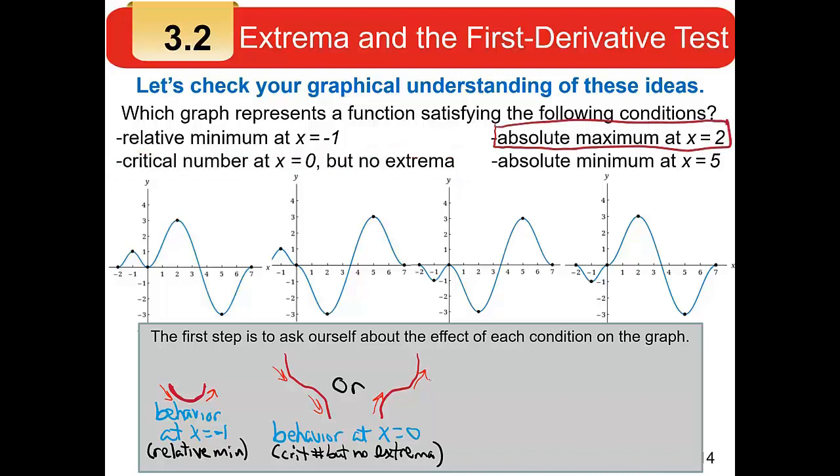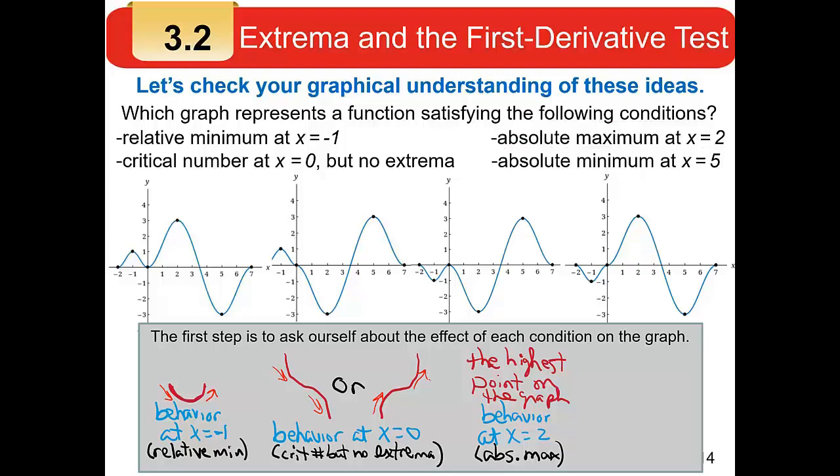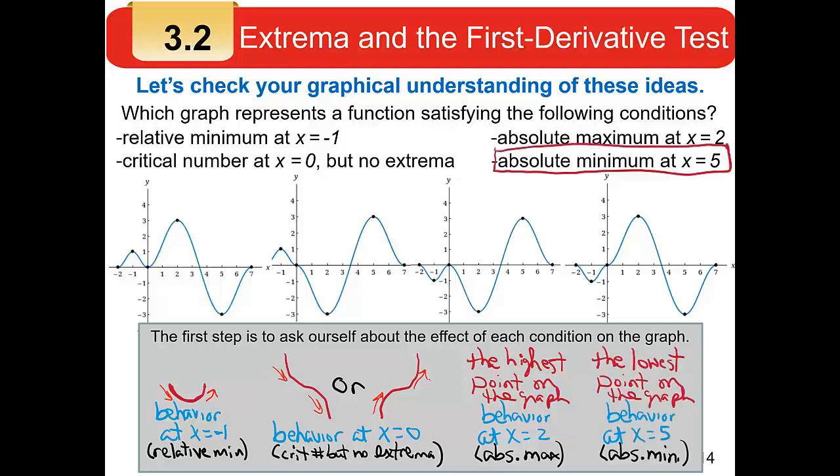And when you say something has an absolute max at 2, all you're saying is that that's the highest point on the graph in the interval you're interested in. And when I say it has an absolute minimum at x = 5, I mean that it's the lowest point on the graph. So those 4 conditions have to apply to only one of those graphs.